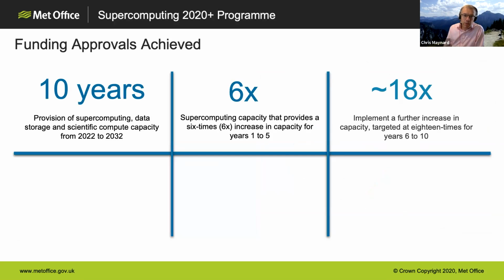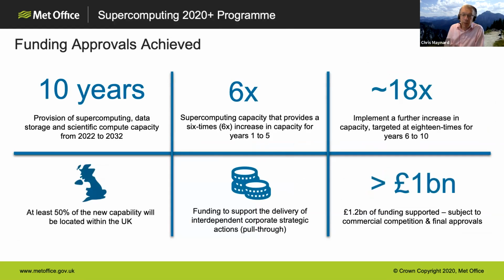So the Met Office has had funding approved for a new supercomputer, which is for a 10-year program. Ideally, initially we get a 6 times increase in our current supercomputer, followed by a further factor of 3 for an 18 times increase in the second half of that period. Some of the machine may in fact not be located in the UK if that turns out to be a good way of reducing the cost of the power consumption.